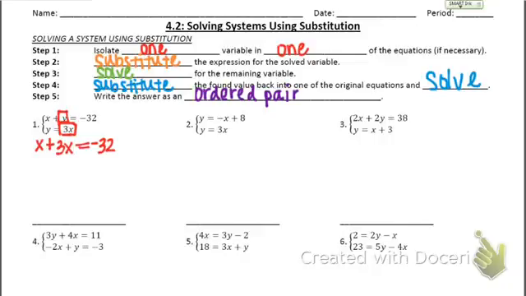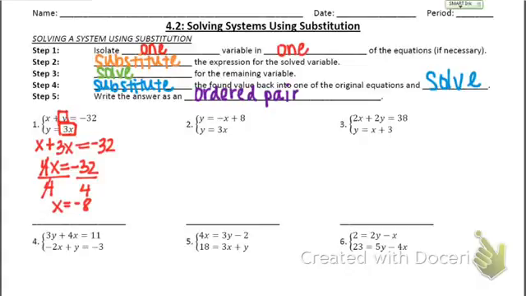And solve. What's x plus 3x? 4x. So 4x equals negative 32. And then how do I solve that really nice one-step equation? Great, divide by 4. So I get x equals what? Negative 8. Okay, that's just half of it. I have the x. What else do I need to get the answer?